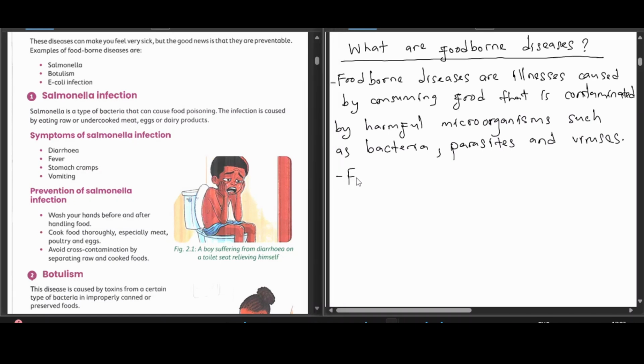So foodborne diseases are preventable. Remember what we called prevention. Measures we take to avoid foodborne diseases.